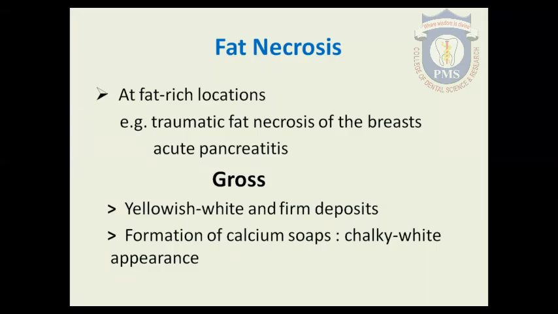Fat necrosis. Seen in fat-rich locations, for example, traumatic fat necrosis of the breast and acute pancreatitis. Gross. Appears as yellowish white and firm deposits. Formation of calcium soaps gives a chalky white appearance.